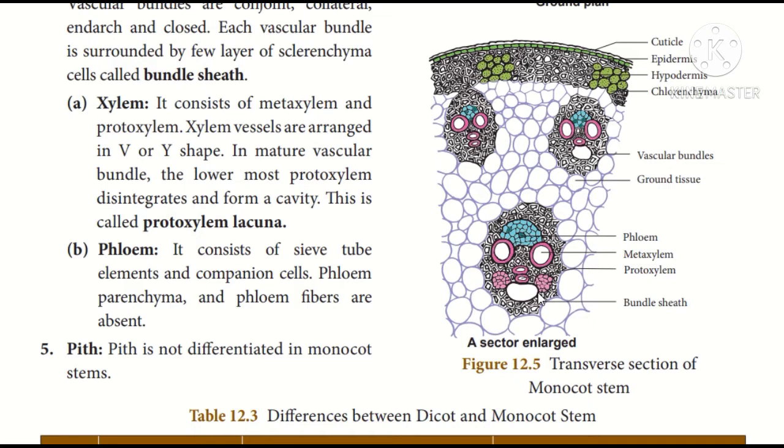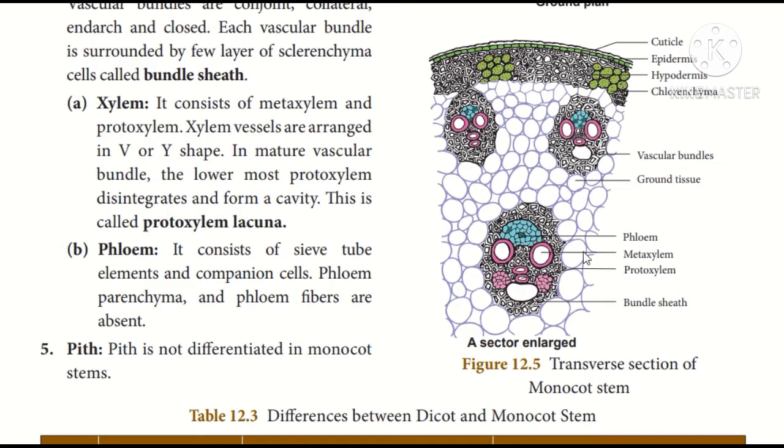This cavity is called protoxylem lacuna. What is lacuna? That is lacking. What is lacking? The intercellular space, or the protoxylem is lacking here, and the intercellular space is formed here, and a cavity is formed here. This is called protoxylem lacuna. Xylem are arranged in the form of a letter Y. The two protoxylem located at the lower arm disintegrate and form a cavity, and that is called protoxylem lacuna.